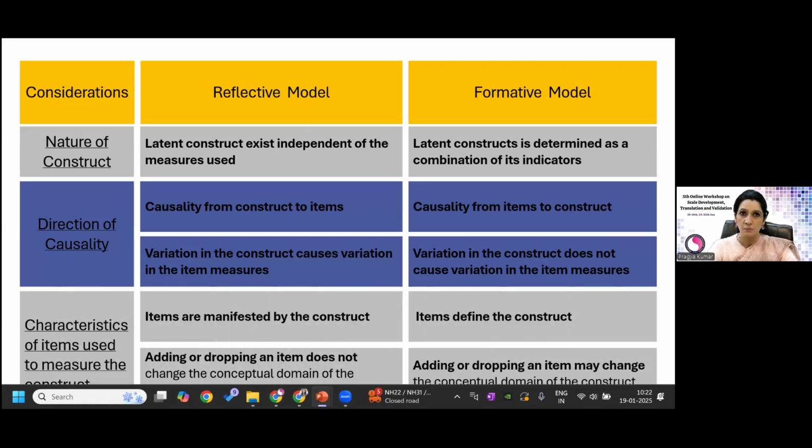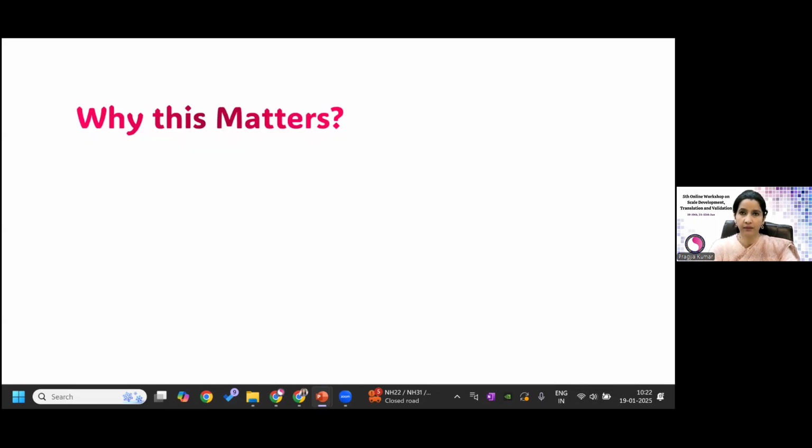And then, what are the characteristics of item use? We discussed this yesterday also, that items are manifested by the construct. If you add or drop an item in case of a reflective scale, the psychological domain is not going to change. But in case of a formative model, if you add or drop any item, then it may change. That's the basic difference between reflective and formative.